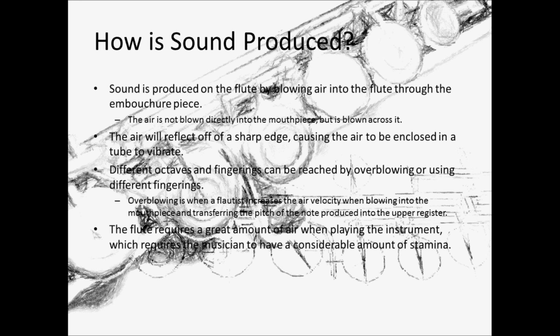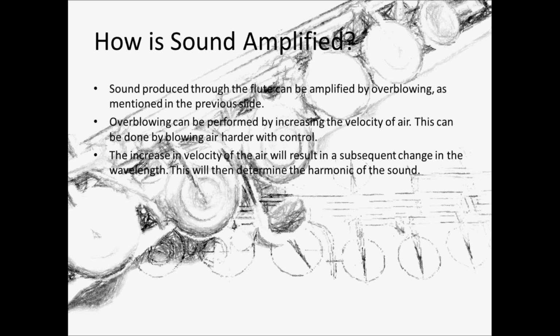Different octaves and fingerings can be reached by overblowing or using different fingerings. Overblowing is when a flautist increases the air velocity when blowing into the mouthpiece, transferring the pitch of the note produced into the upper register. The flute requires a great amount of air when playing the instrument, which requires the musician to have a considerable amount of stamina.